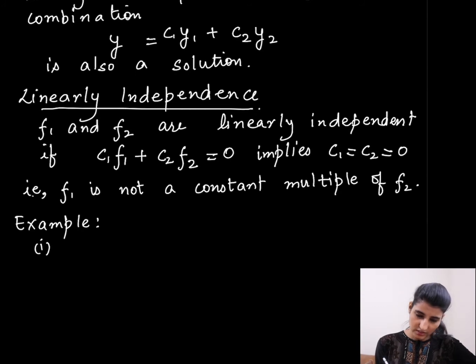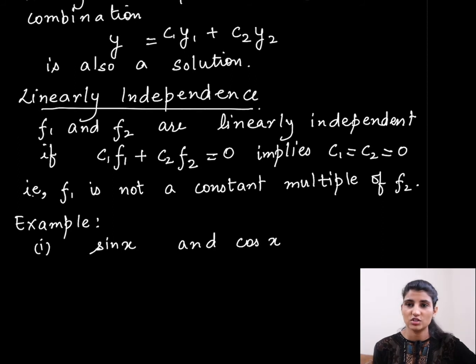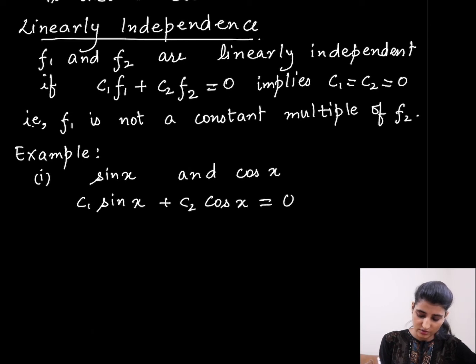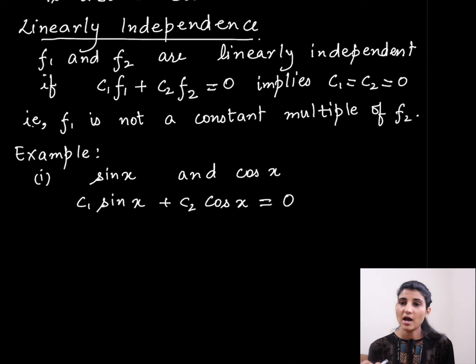So first we will see two functions, say sin x and cosine x, and we want to check if these functions are linearly independent or not. So what we will do is we will take the linear combination c1 sin x plus c2 cosine x equal to 0. If somehow we can prove that c1 and c2 are equal to 0, then we will say sin x and cosine x are linearly independent. If we can find some non-zero c1, c2 such that this combination is equal to 0, then they are linearly dependent.